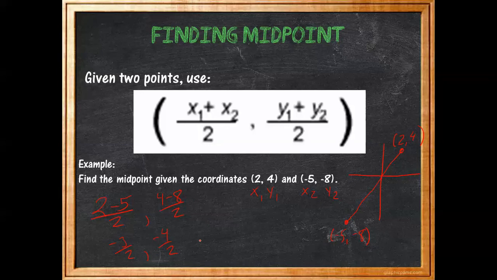Now the negative 4 over 2 can turn into negative 2. And for the negative 3 over 2, I'll say negative 1.5. So the midpoint is negative 1.5, negative 2. That's showing us that if we went negative 1.5, negative 2, that's about the middle. That looks about right.